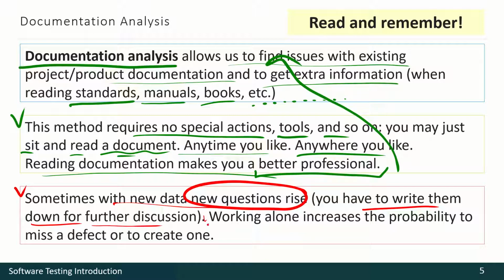And there is another risk. Working alone increases the probability that we miss something or create some defect in our documentation, because here we work alone. We do not have a backup like our colleague, like some opinion from another specialist, another expert. So that's the risk we should take into account.